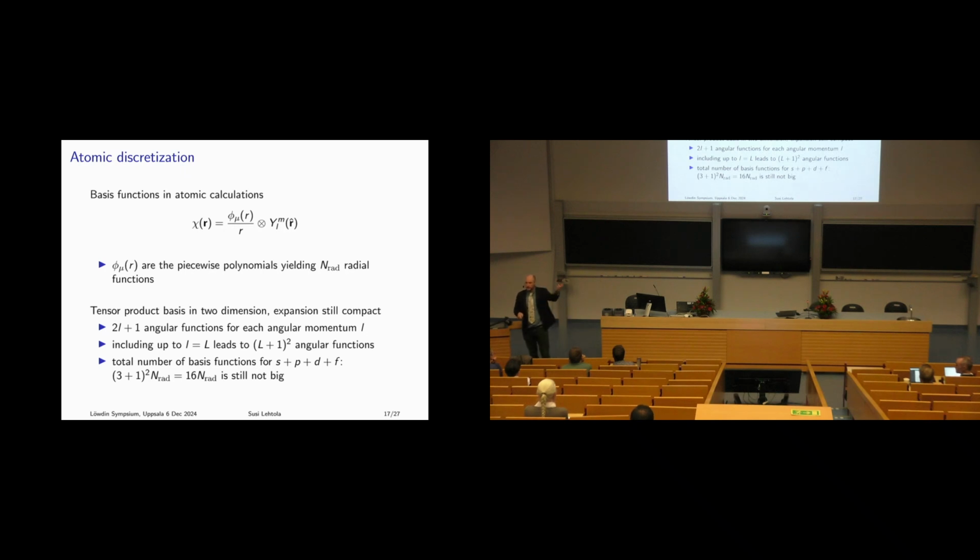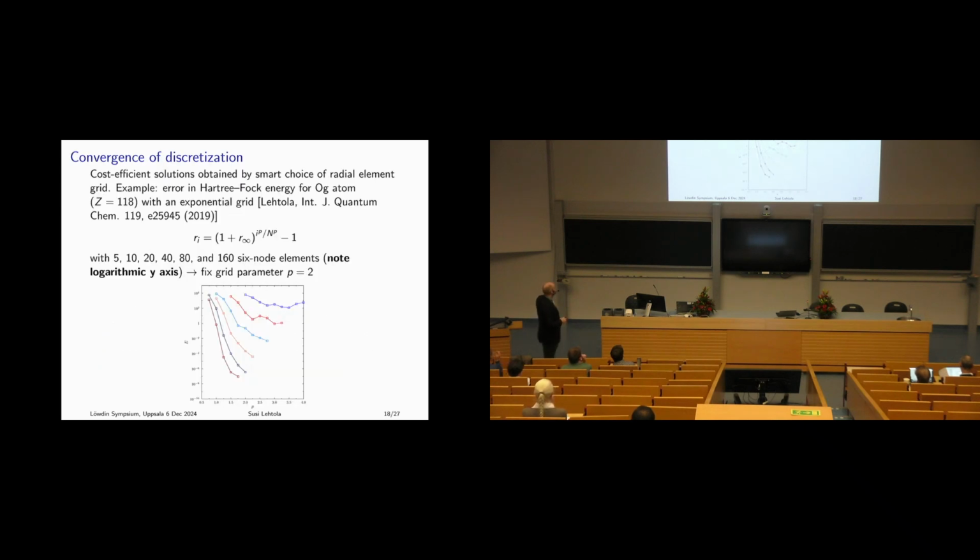So I can go 10 times higher. If I had 16,000 basis functions, I could still fit everything in core. I could still diagonalize. I can still have a full set of virtual orbitals. So this is great.